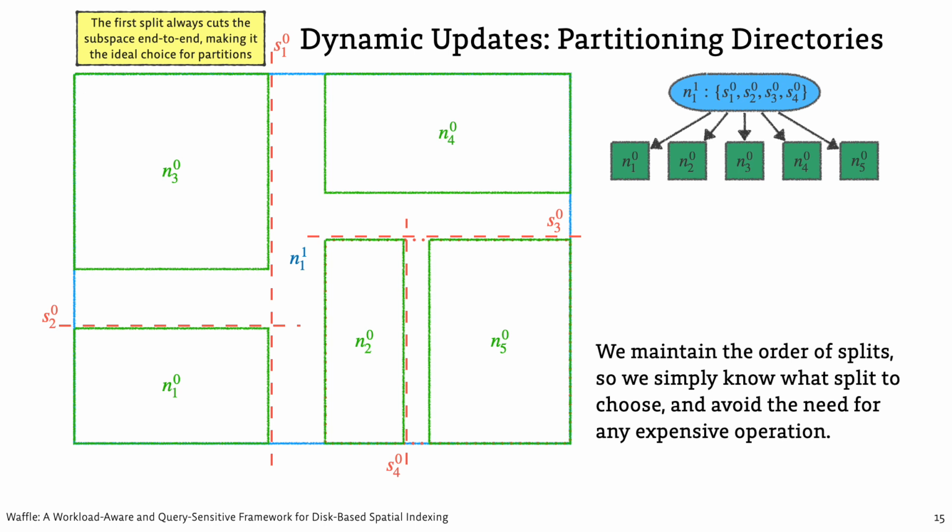After partitioning, N11 has 5 data nodes, which exceeds the directory fanout 4. So now to partition the directory N11, we simply choose its first split because by design it cuts the subspace end to end and without intersecting any other node, and having all other child nodes and splits on either side. So we can very conveniently separate the contents.